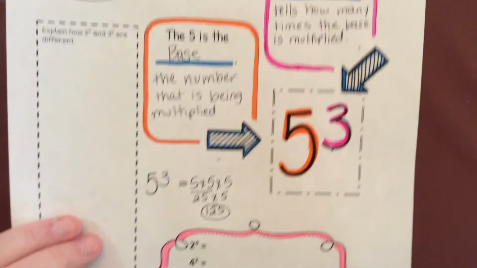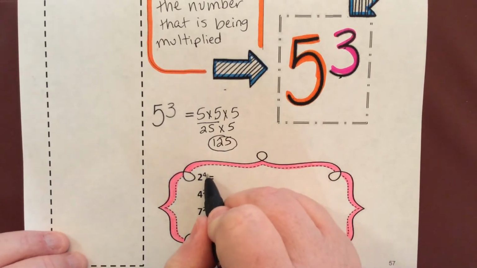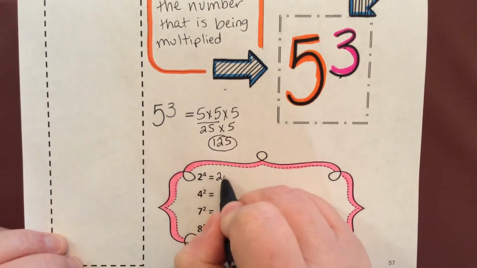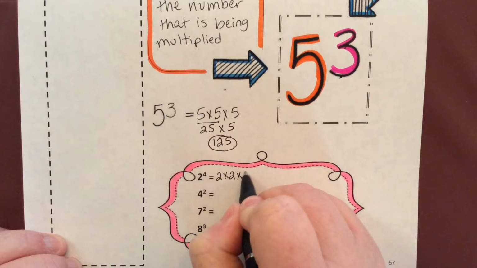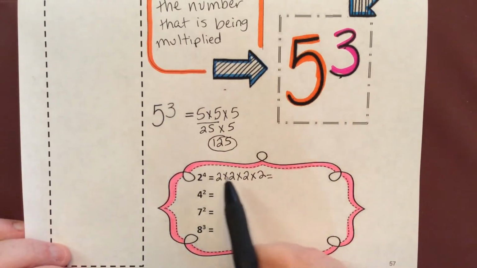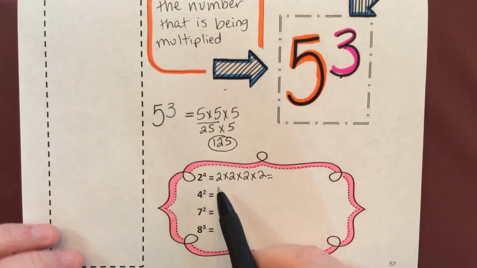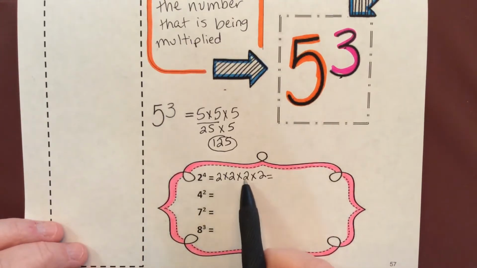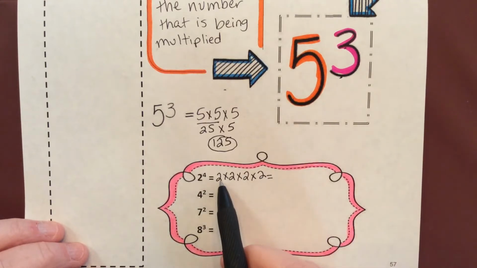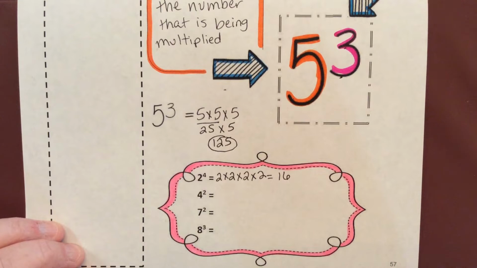So we're going to do a couple of practice ones here. All right, 2 to the fourth power would mean 4 2s. So it's 2 times 2 times 2 times 2. That's not going to be 8. It's never, ever, ever 2 times 4, okay? It's 2 times 2 times 2 times 2. There are 4 of them. So that would be 16.